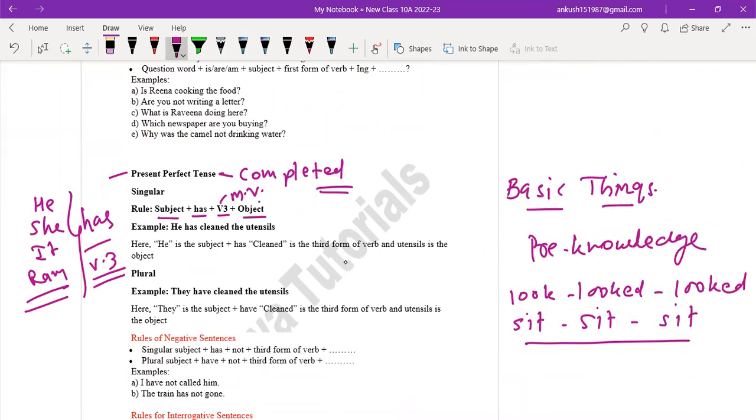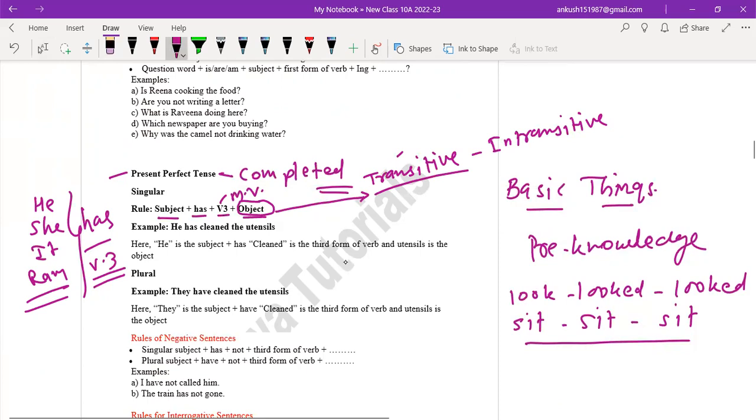It is not compulsory to use an object until and unless the verb is transitive. Which verb is to be used to take an object? Transitive verb. There are two types of verbs: transitive and intransitive. Transitive is where the verb carries an object to complete its meaning. Intransitive is where the verb does not require an object to complete its sense. Have you got it?